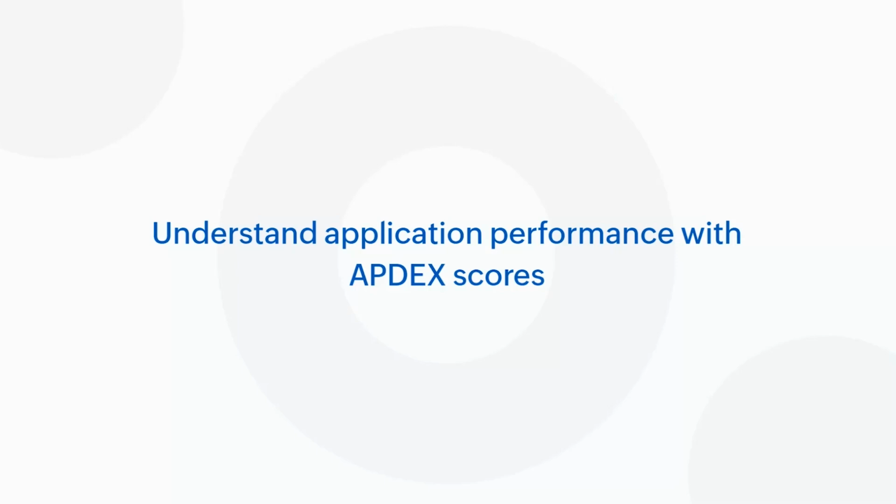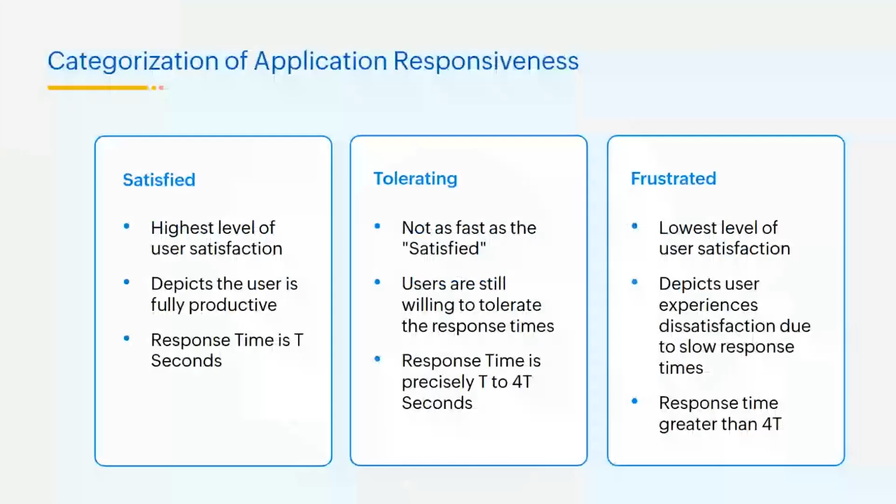Let us understand the application performance with AppDex scores now. The AppDex score is categorized based on the application's responsiveness. The first one is the user satisfaction. So this category represents the highest level of user experience where the application's response time is between the satisfied threshold and the excellent threshold. The users in this category are generally satisfied with the application's performance.